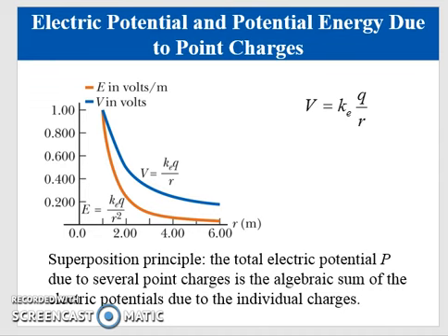Well, that's where the superposition principle comes in. If I have a collection of charges and I want to evaluate the electric potential at some point in space, we aren't really evaluating the electric potential at a charge, but at a point near a charge or near a collection of charges. In that situation, all I need to do is evaluate the potential for each individual charge and then add it up.